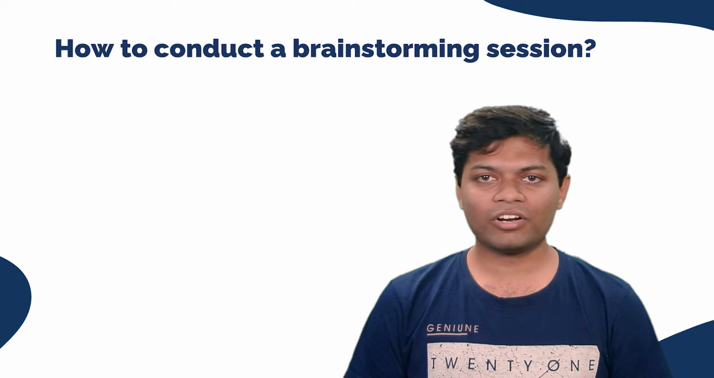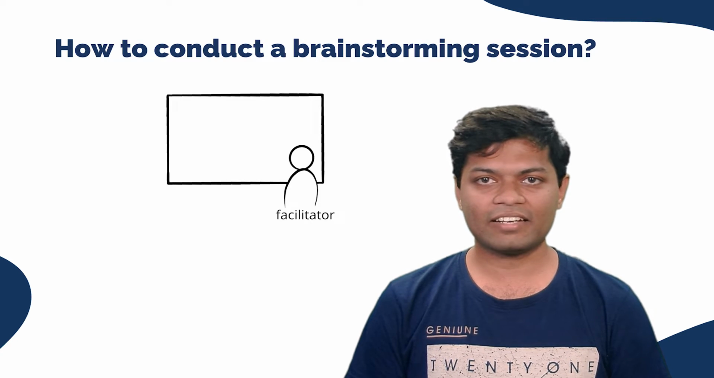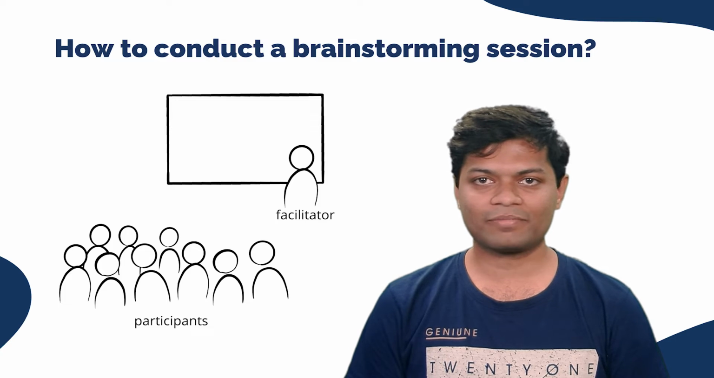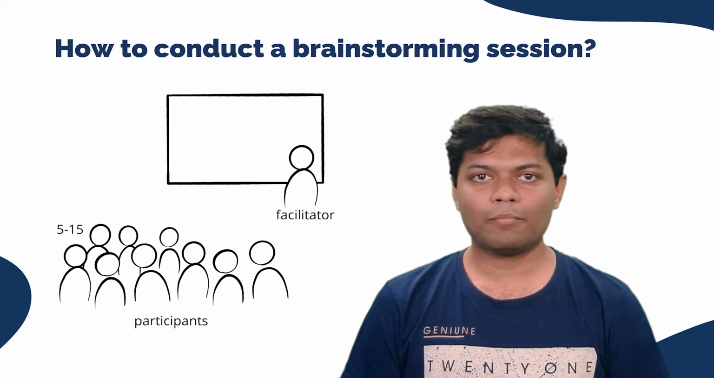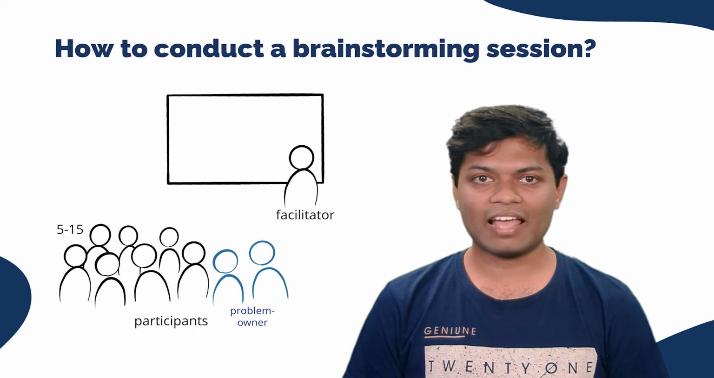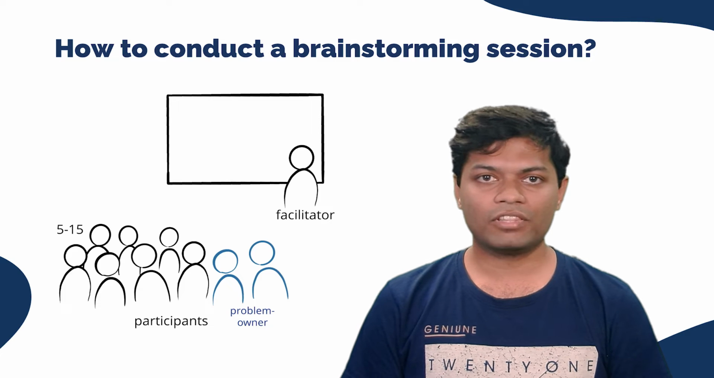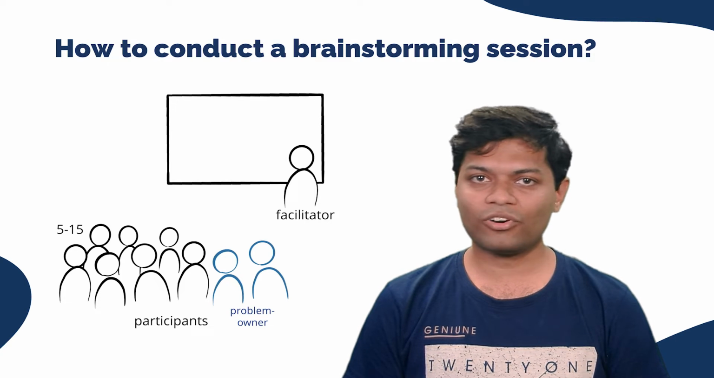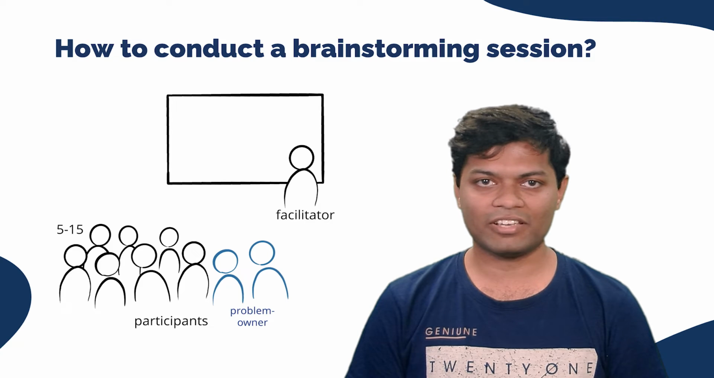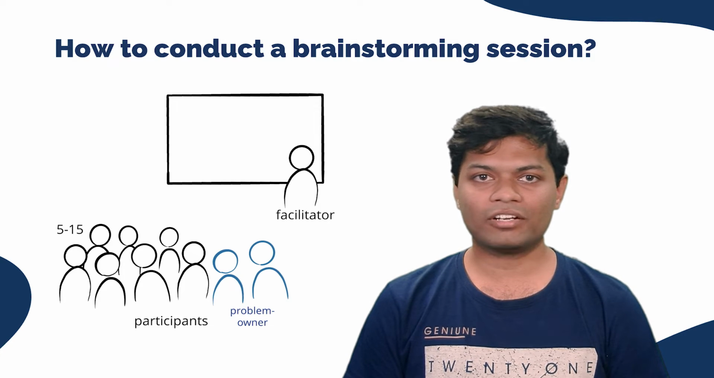So, how to conduct a brainstorming session? This session requires a facilitator and a group of participants. The number of participants can vary from 5 to 15. By the way, you can also involve the problem owners as participants as they have familiarity with the problem area. Just make sure that they defer judgment and are not criticizing crazy ideas in this phase. Try to make them stimulate the wild ideas.